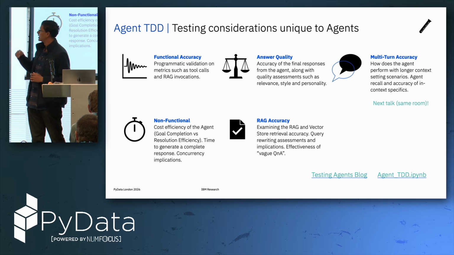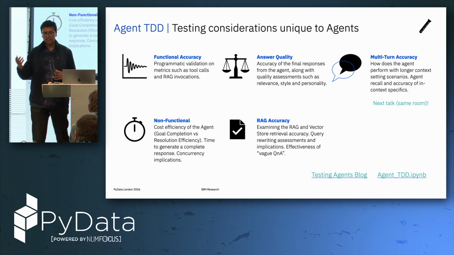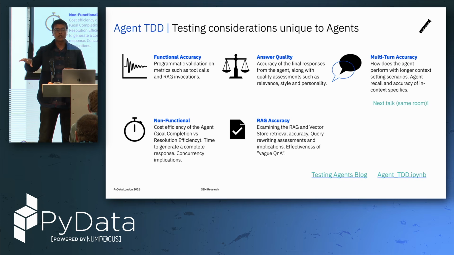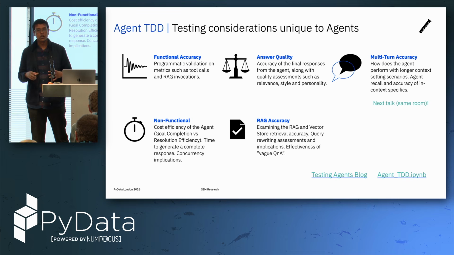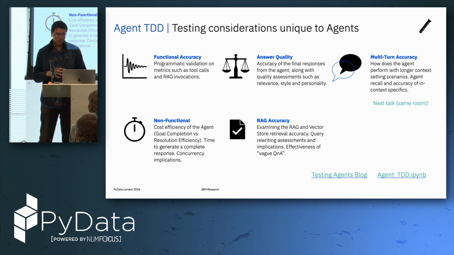So RAG accuracy, examine how effective your chunking algorithms are being and how effective your retrieval algorithm is being. If you ask a vague question, is it actually going to the right place in the vector database and retrieving the right and relevant chunks to actually formulate answers from? So you can dive into the maths of that as much as you want.